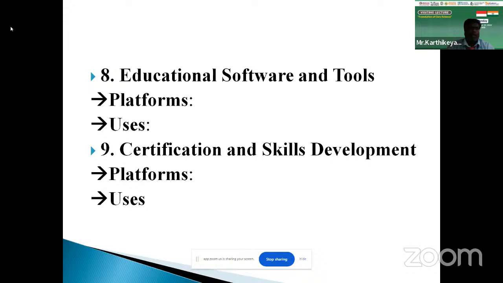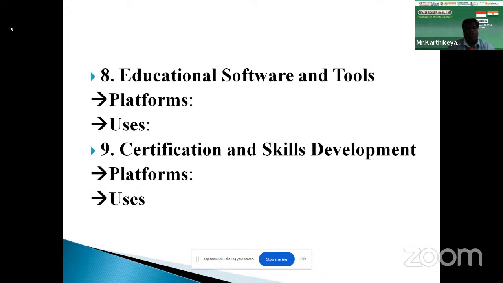Actually, these are the platforms LinkedIn Learning and Cloud Academy. These are used for providing certification and skill assessment in distributed computing technology and cloud services. These certifications are valuable for career advancement and demonstrate proficiency in managing and developing distributed systems.